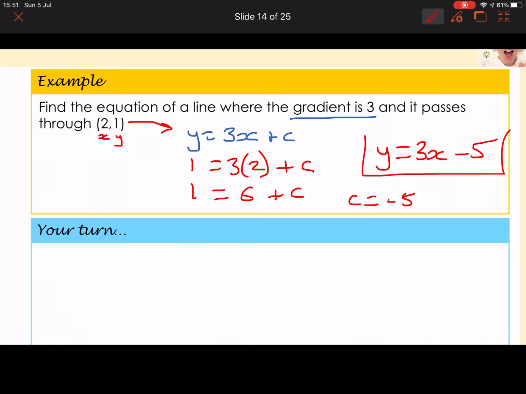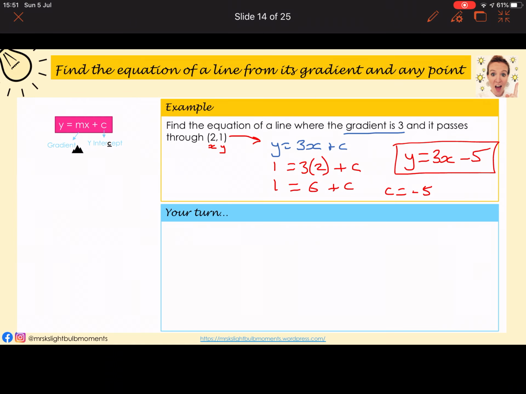Okay, so what we did there was we started off by putting in what we knew, the gradient. We left it as plus c because we didn't really know that, but we just tried substituting in our x and y values, and suddenly they got rid of 2 of the letters we didn't know, so we were just left with the c, and we could find that out. Okay, you have a go at this one then.